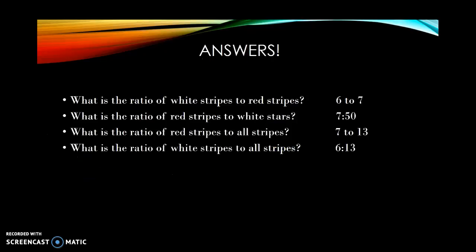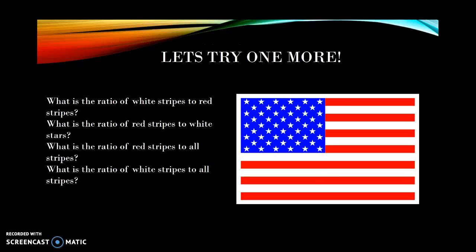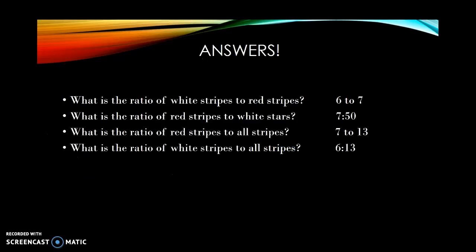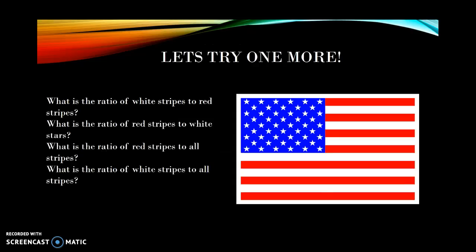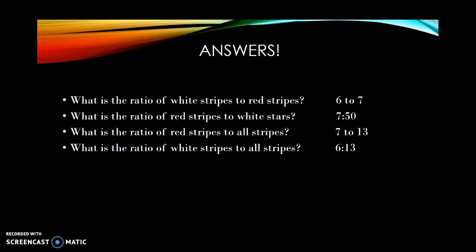So for the ratio of white stripes to red stripes, it is going to be 6 to 7, because if we go back and count the red stripes and the white stripes, you're going to notice that there are 6 white stripes and 7 red stripes. For the ratio of red stripes to white stars, it is going to be 7 to 50, because if we go back and look at the number of stars, there are 50. And then we're just using the red stripes from the answer before, we know that there's 7.